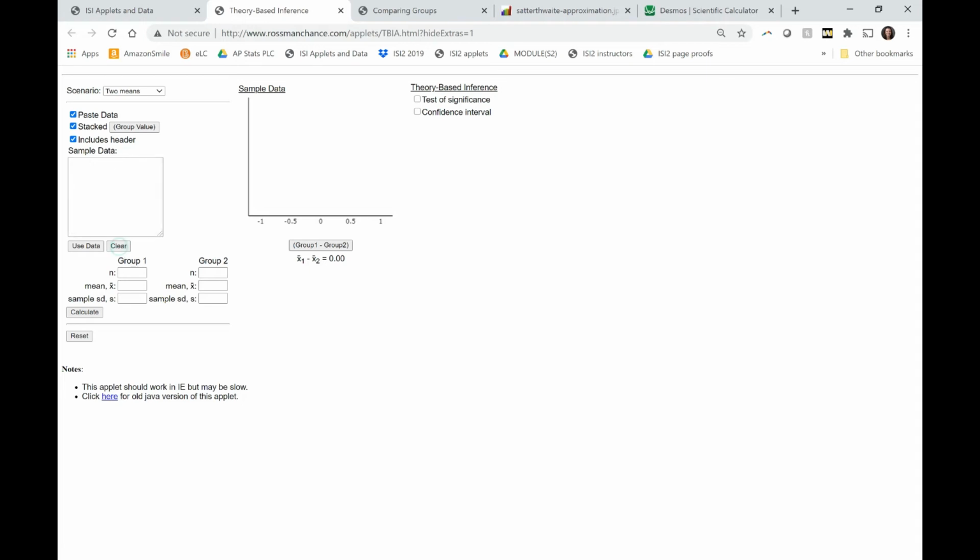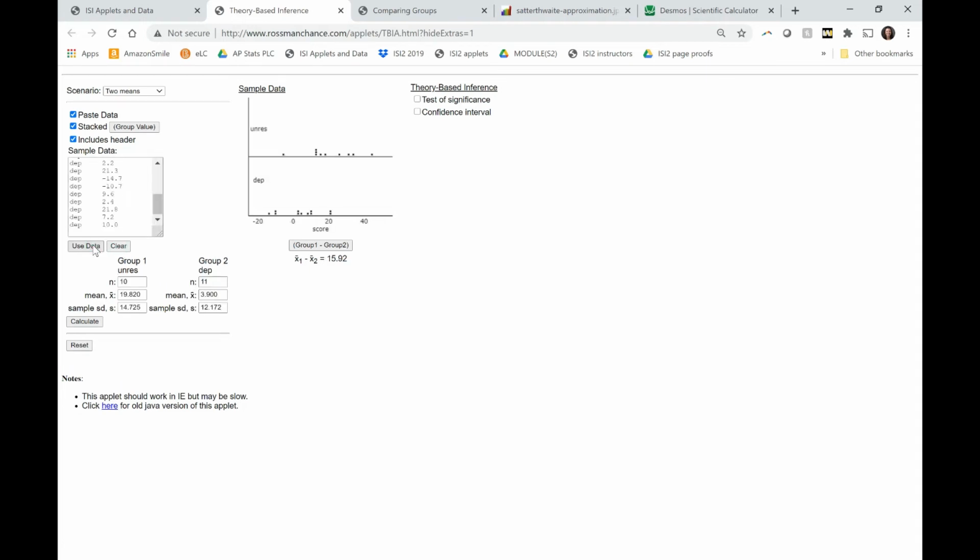So I'm going to clear this out and paste in my data and click Use Data. And I can tell that it worked because I've got my plot, I've got my statistics, and I've also got the difference in means here. And when I click Test of Significance, it's doing unrestricted minus sleep deprived. I want to do the greater than test, so I change it to greater and then click Calculate.